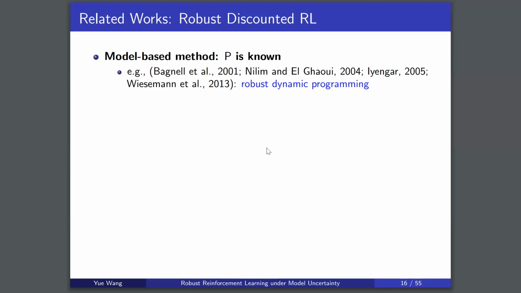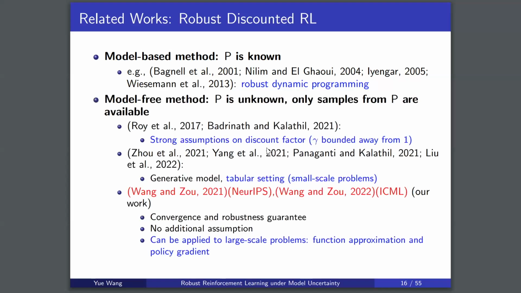There have been many previous related works on robust reinforcement learning, but most of these works can be divided into two categories. The first one is called the model-based setting, which means the nominal transition kernel is fully known to the learner. In that case, we can solve the problem using robust dynamic programming. Another category is the model-free setting, where the nominal transition kernel is unknown. We don't know the distribution, but we can obtain samples from these transition kernels.